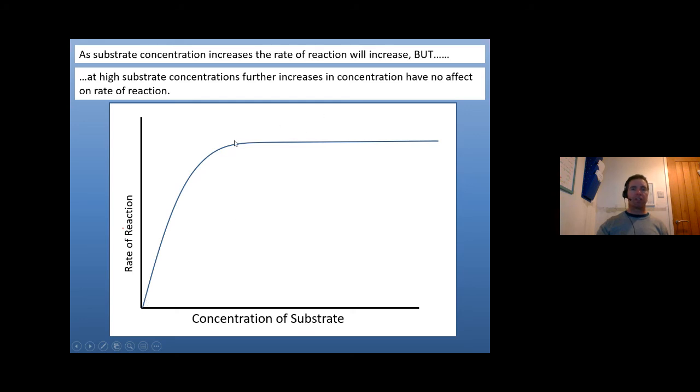You might think it would just keep going up and up. It doesn't. Once we get to a certain point where concentration of substrate is relatively high, further increases in substrate concentration don't make it any higher. So effectively, we seem to reach a maximum rate of reaction. The reaction cannot go any quicker than this. So let's explain what's going on here and why that's the case.